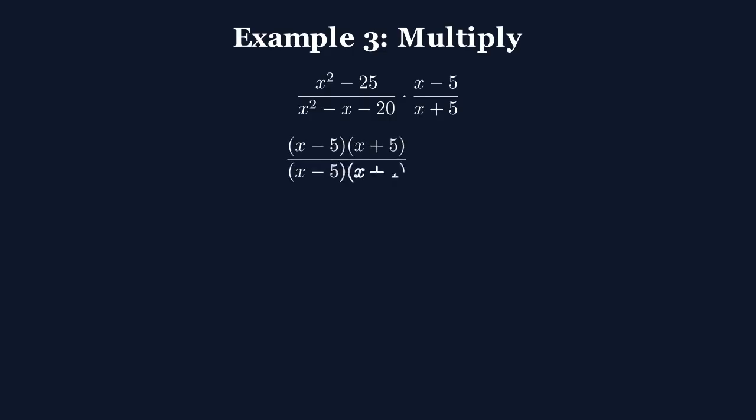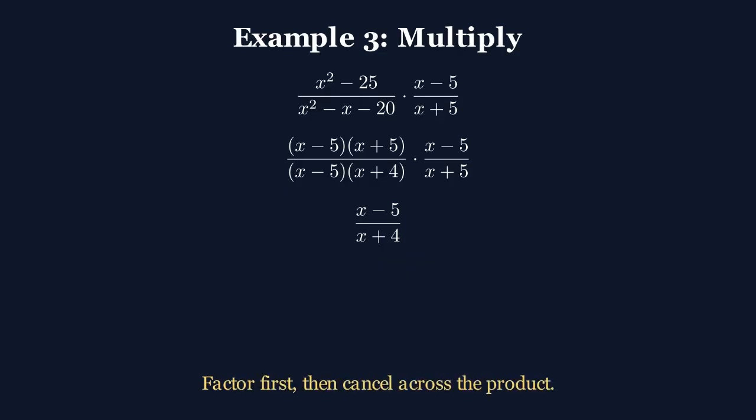Example 3. Multiply x squared minus 25 over x squared minus x minus 20 times x minus 5 over x plus 5. Factor the first numerator as x minus 5 times x plus 5. Factor the first denominator as x minus 5 times x plus 4. Now cancel common factors carefully. The simplified product is x minus 5 over x plus 4.